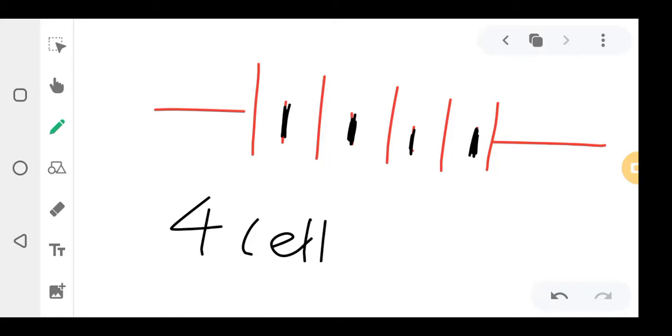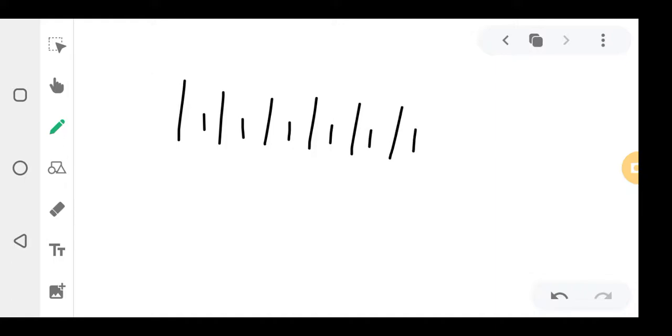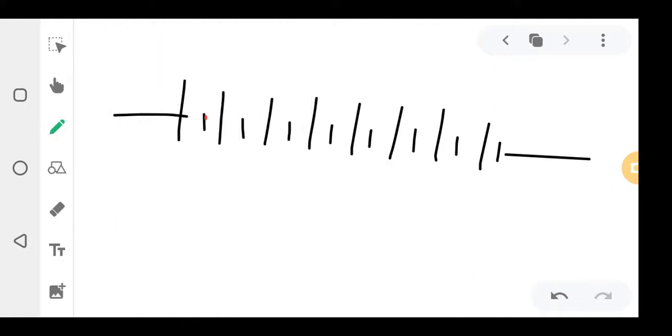You count the small lines, the ones that are going to give you the cells. So there are 4 cells because they are small lines. If I write like this and they ask you how many cells you have, you just count the small lines. There's 1, 2, 3, 4, 5, 6, 7, 8. So it is 8 cells.